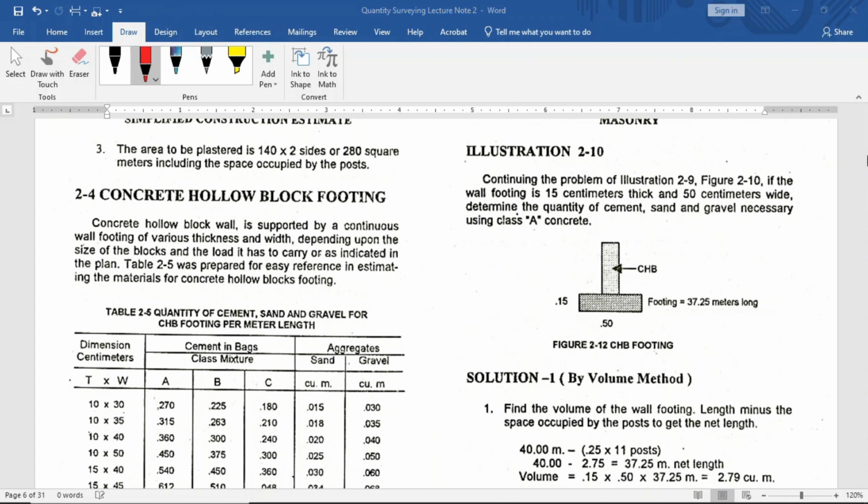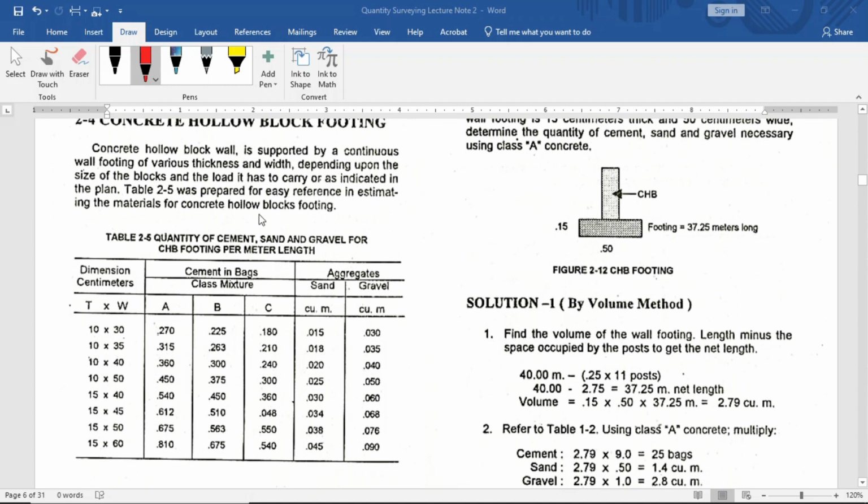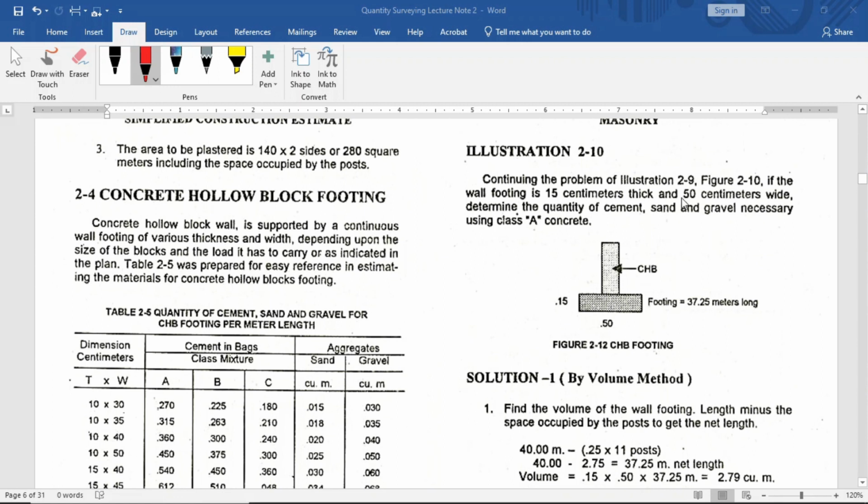So, next topic natin is concrete hollow block footing. Concrete hollow block wall is supported by a continuous wall footing of various thickness and width, depending upon the size of the blocks and the load it has to carry or as indicated in the plan. Here is table 2-5, prepared for easy reference in estimating the materials for concrete hollow blocks footing. Ito yung tinatawag natin concrete hollow block footing.